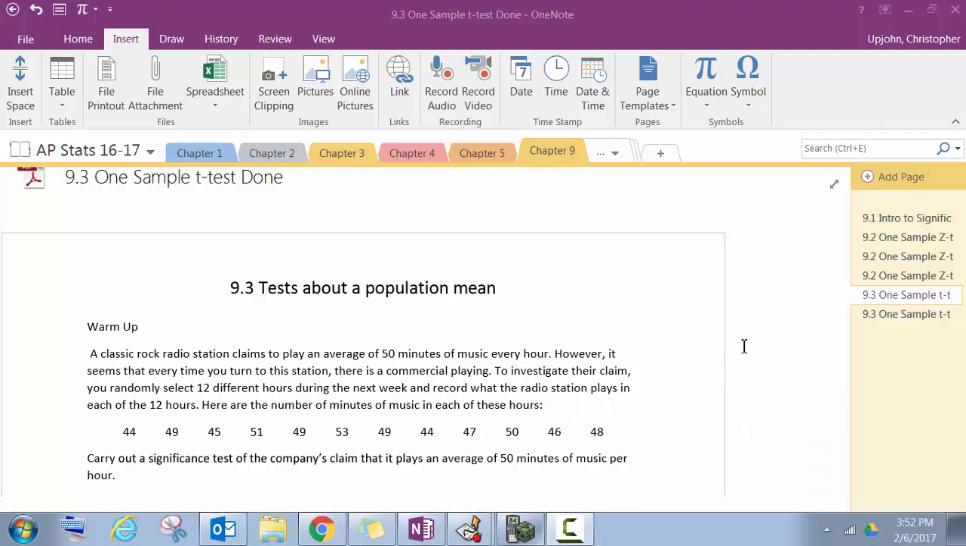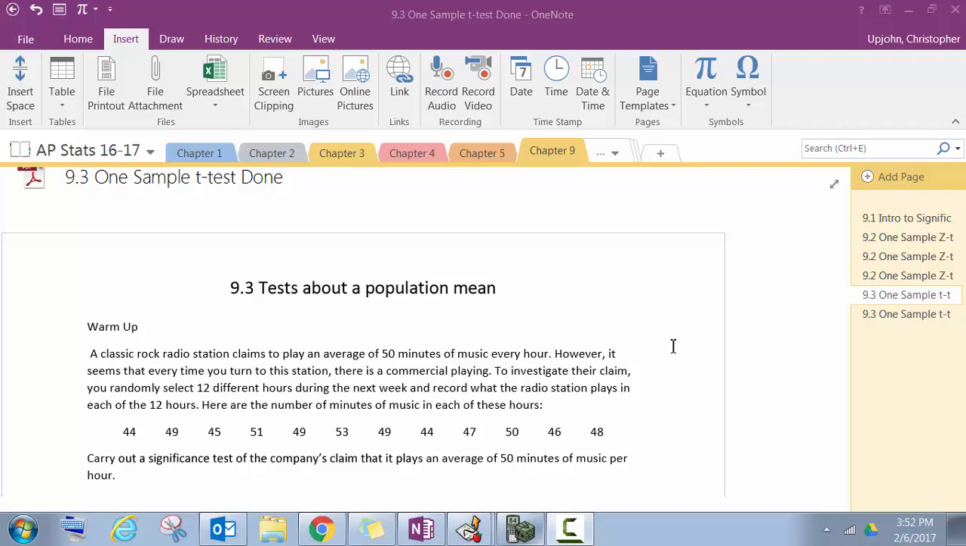Alright, we're going to look at tests about a population mean instead of population proportion. So a classic rock radio station claims to play an average of 50 minutes of music every hour. However, we don't believe that. To investigate their claim, we randomly selected 12 different hours during the next week and recorded what the radio station plays in each of the 12 hours.